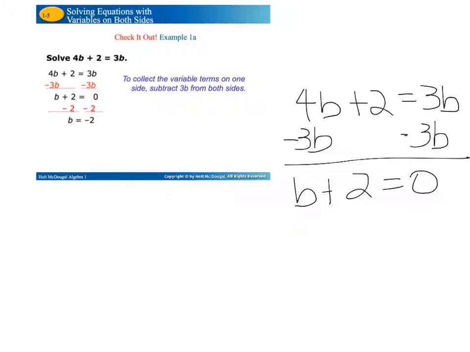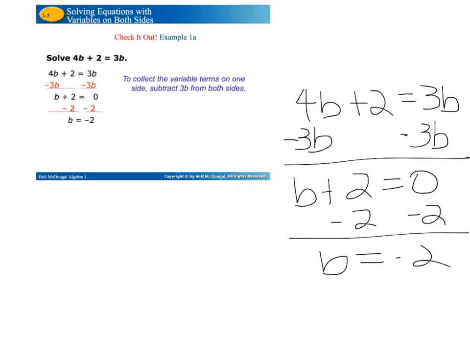I need to have the b all by itself. So now I still have another step. I subtract the 2, and now I find out that b equals negative 2. Now, you can do this same problem by moving the 4 to the 3.